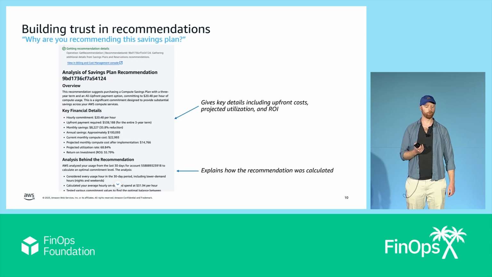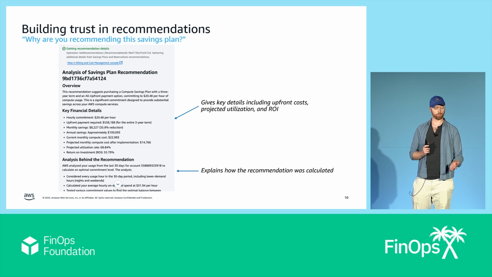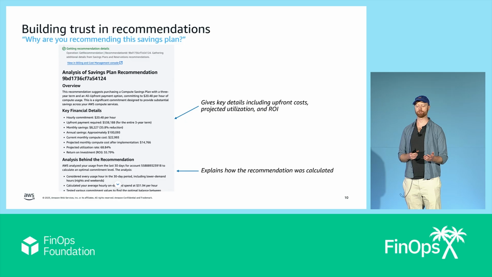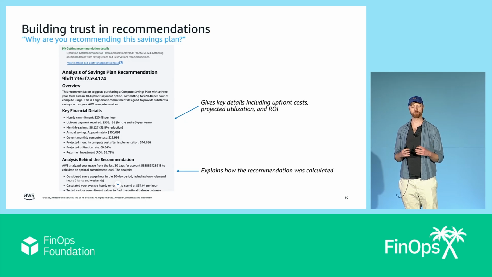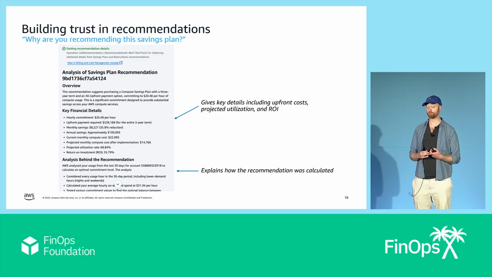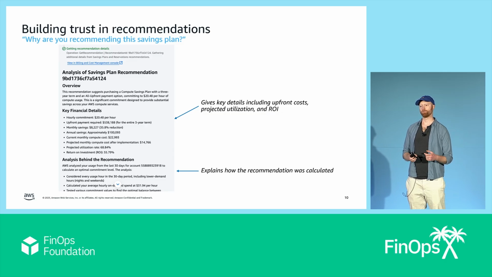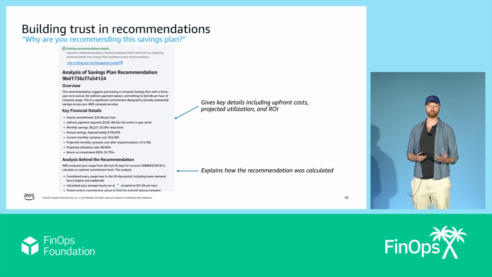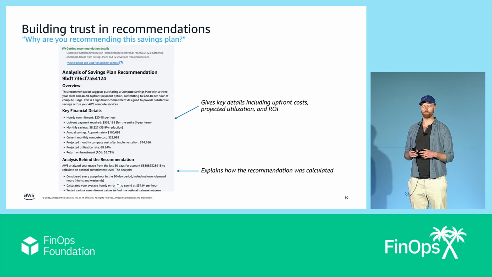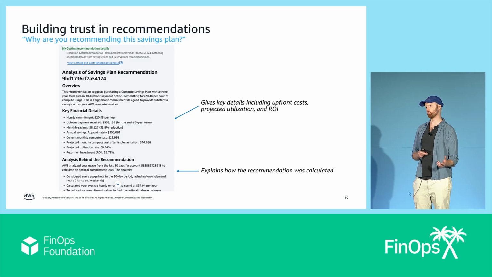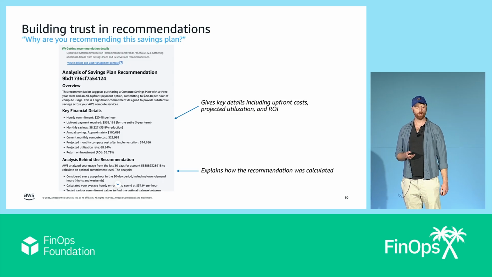Let's look at another example. So here, the question is, why are you recommending this savings plan? Here, Q is going to describe not only some of the summary metrics like your projected utilization, upfront costs, and the return on investment, but it's also going to provide some information about how the recommendation was actually calculated, describing how a recommendation engine tests various commitment values to find the optimal balance between commitment level and savings.